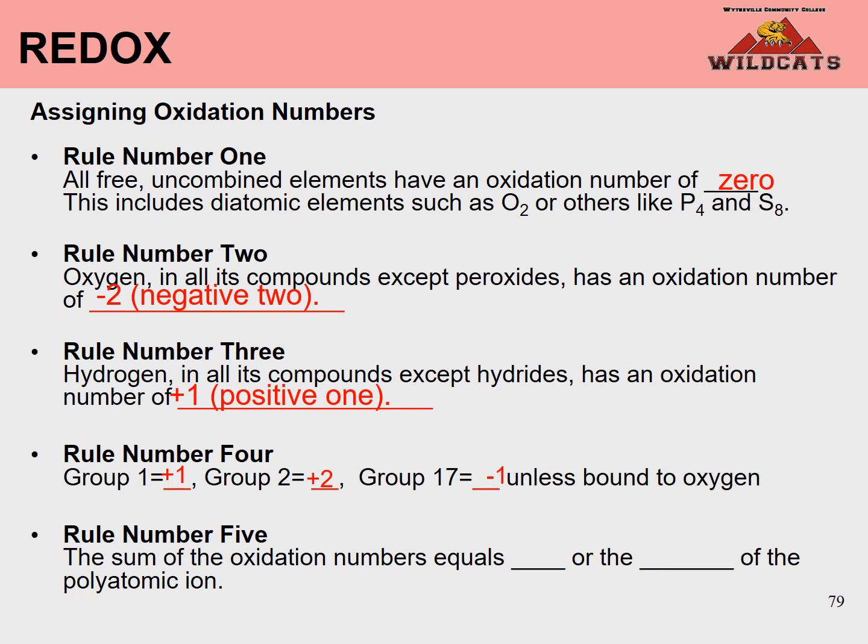And then the sum of the oxidation numbers equals 0 unless it's in a polyatomic ion, then they equal the charge of the polyatomic ion. And if you remember, we assigned oxidation charges to individual atoms. And then we balanced them in compounds. And remember, we used this to find the Roman numerals for transition metals.